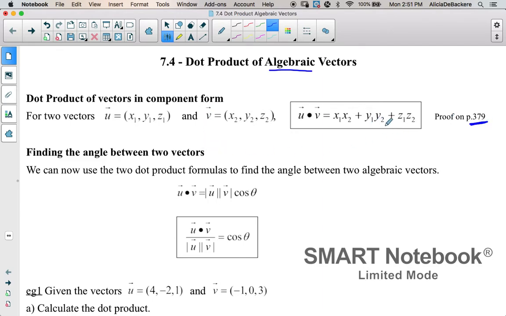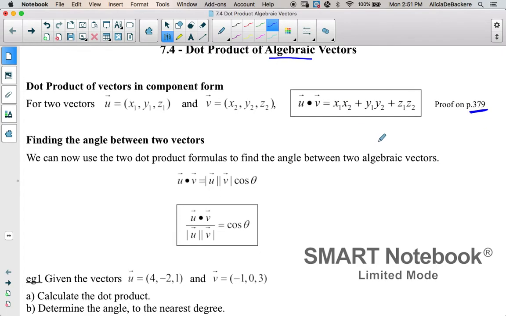And then once I have this formula for finding the dot product of two vectors in component form, I can find the angle between the two vectors by combining the two different dot product formulas. So yesterday we looked at this formula for the dot product of two vectors, which did involve the angle between two vectors. But if I was given the two vectors in component form, this is not as helpful. What I can do is reorganize this formula and solve for cos theta, and then I'm going to have the dot product divided by the two magnitudes. So what I've done here is just divided both sides by the magnitudes.